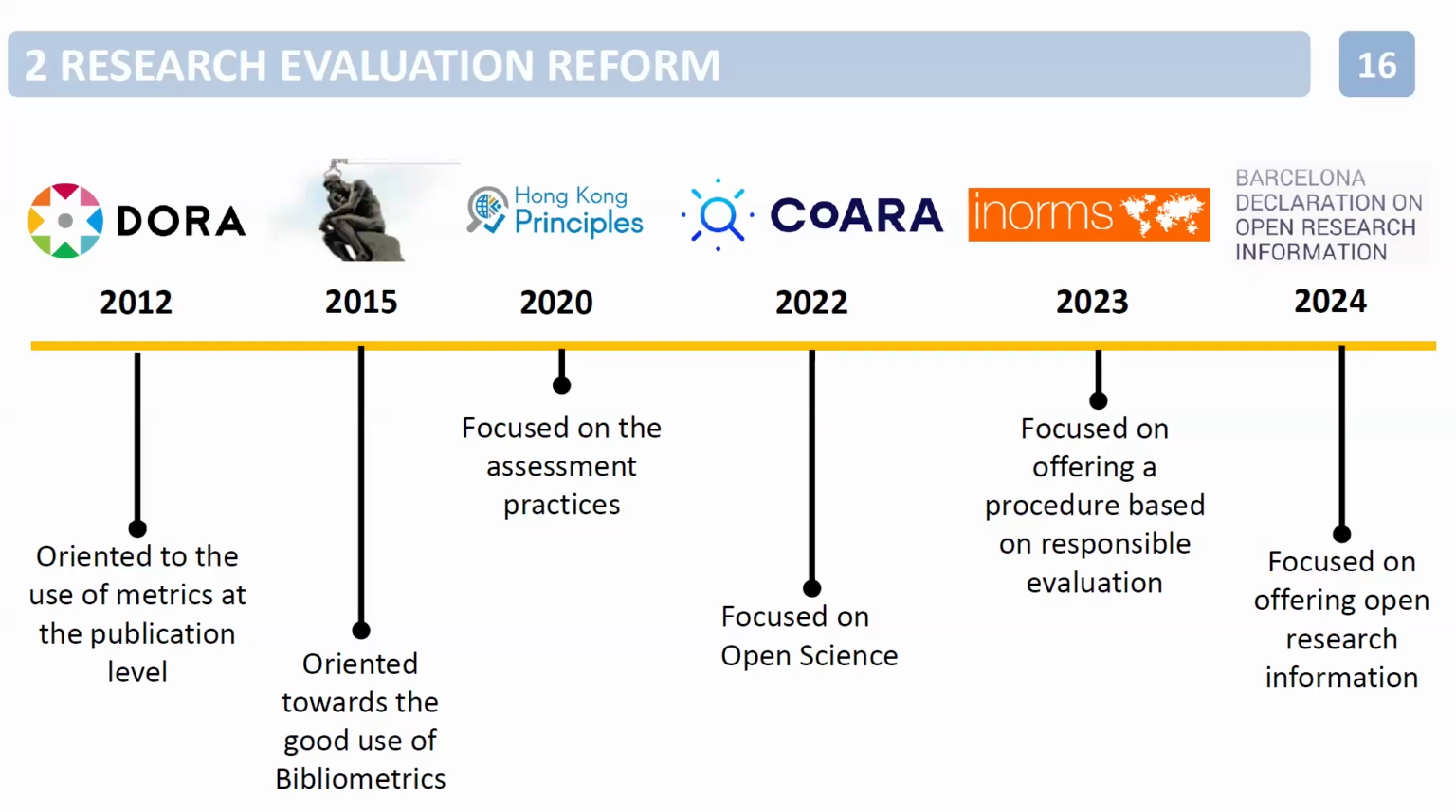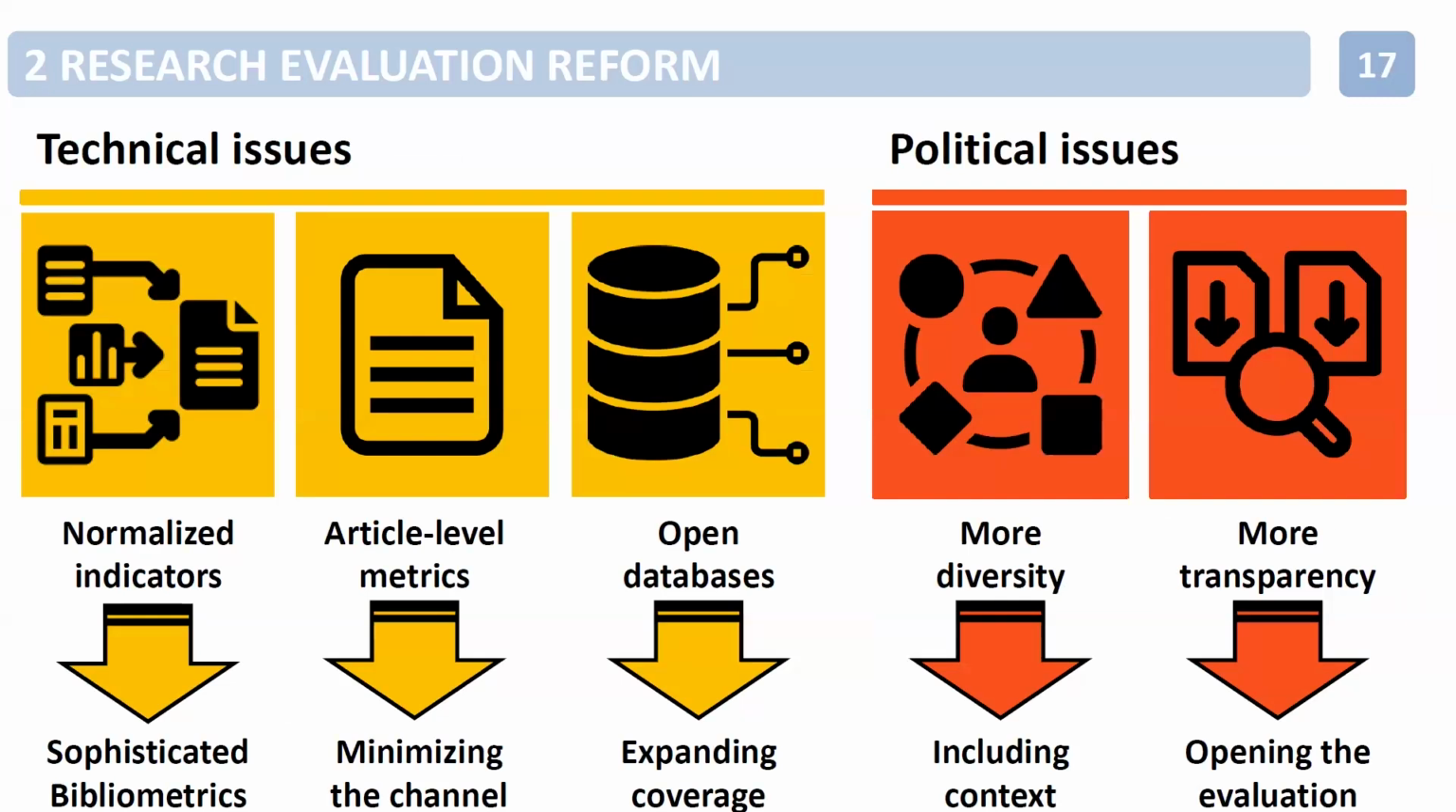Okay, so the problem is not the quantitative approach. The problem is not bibliometrics. The problem is not the H-index. The problem is that the people deciding the instruments to assess research don't know anything about that. That's a real problem. So, summarizing these changes, I divided the reform in two blocks: technical issues and political issues.